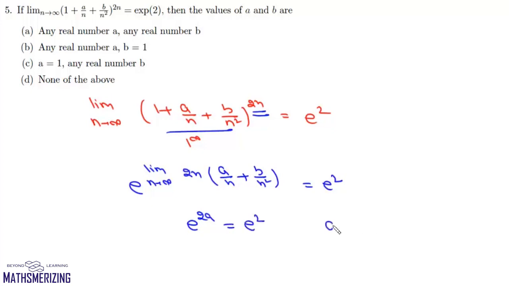That means the value of a is 1, and this limit doesn't depend on b. So b can be any real number. So the answer to this limit will be a equals 1 and b is any real number, and that's your option C.